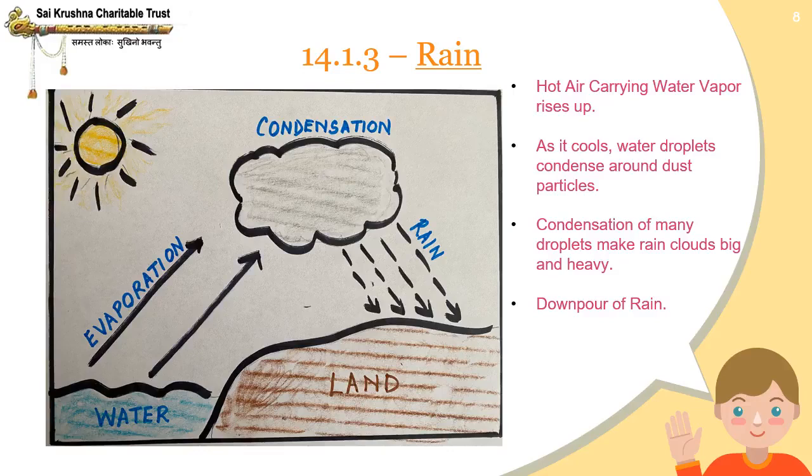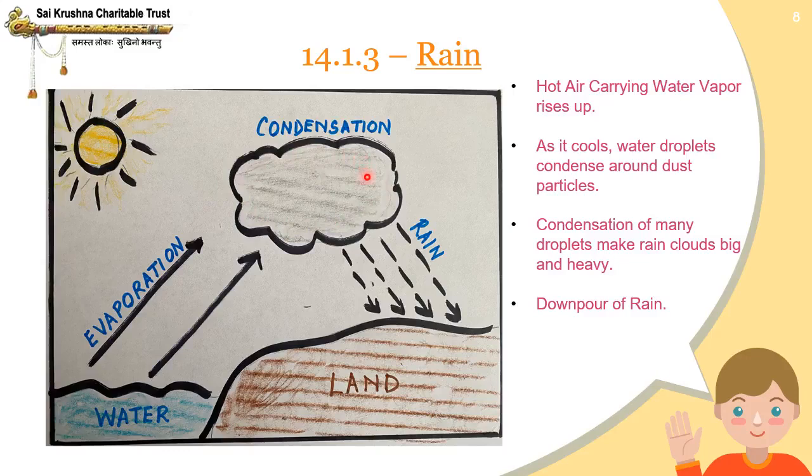Water from the sea gets vaporized by the sun. Hot air carrying water vapor rises up. As it cools, water droplets condense around dust particles. Condensation of many droplets makes rain clouds big and heavy.